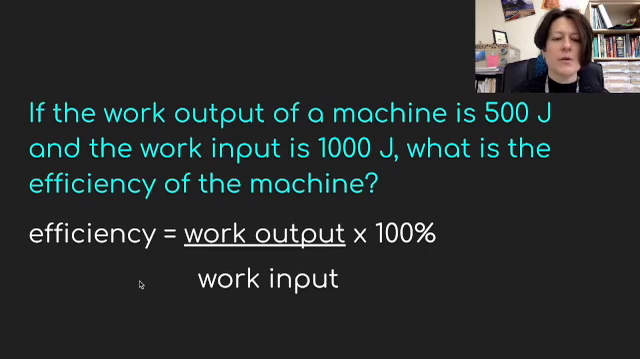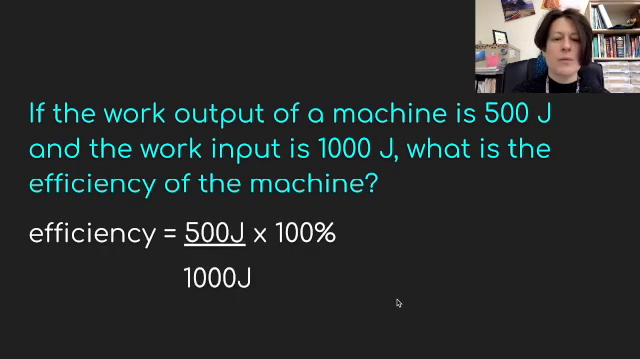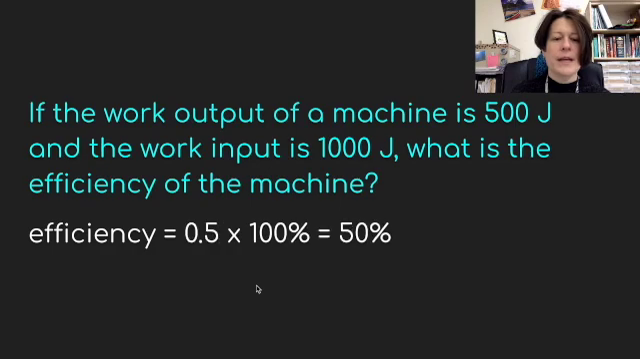So we start with our equation, efficiency equals work output divided by work input times 100%. We plug in our numbers, 500 joules for work output, 1000 joules for work input, and then we do the math. So 500 divided by 1000 is 0.5 times 100 is 50%. Don't forget your percentage sign, that is important.